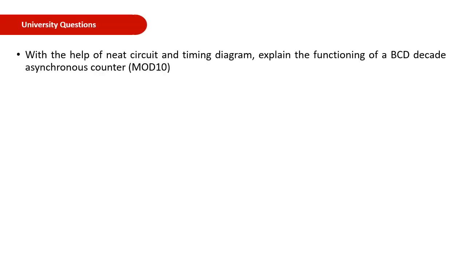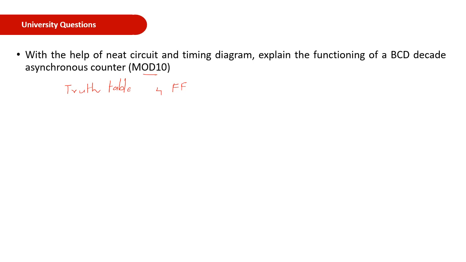The next question is: with the help of a neat circuit and a timing diagram, explain the function of a DCT or decade asynchronous counter, or a mode 10 counter. When you answer this question, first you have to write the truth table of your mode 10 counter. Since this is a mode 10 counter, you require at least 4 flip-flops in order to construct it.